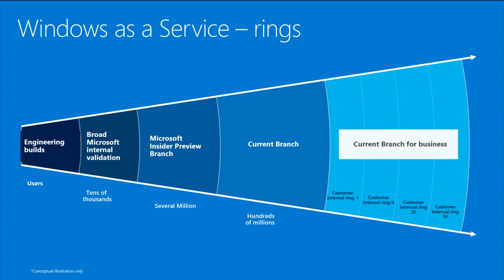And within Current Branch for Business, the power of Configuration Manager is that we let you define internal rings to schedule when the Current Branch for Business will hit various users within your organization. So you can stage the rollout, and your day zero rollout may be your IT department. And then 30 days later, you want early adopters, or the equivalent of insiders in your organization, to get that release.